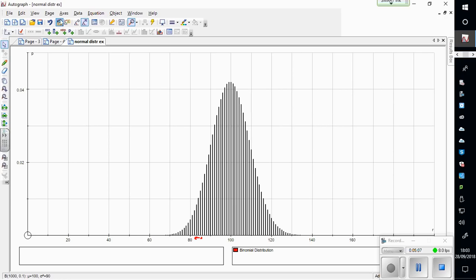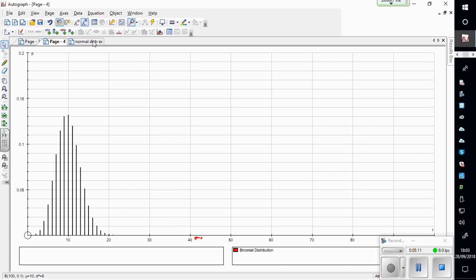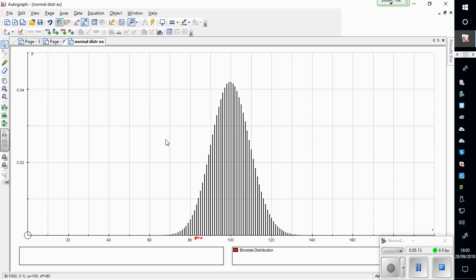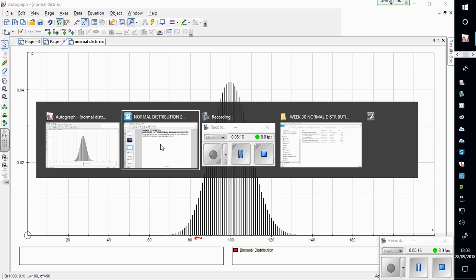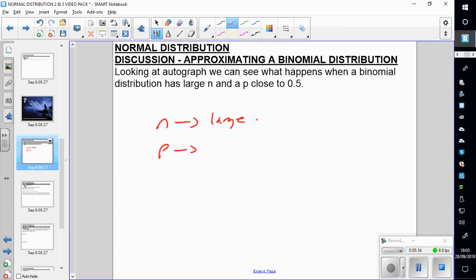when n was 10, the lack of symmetry was really obvious, wasn't it? When n was 100, it's still kind of obvious, but now when n is 1,000, the lack of symmetry is not very obvious. So we need the distribution to be as symmetrical as possible for it to be modeled by a symmetrical distribution, which is the normal distribution. So what we're saying is that n needs to be large in order for this to work, and p needs to be approximately 0.5 to keep the symmetry.